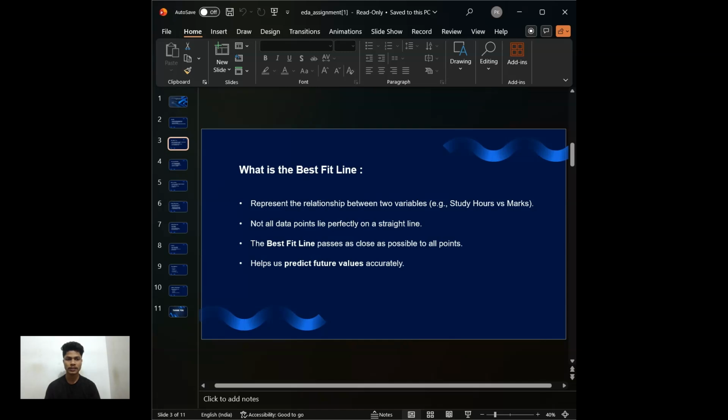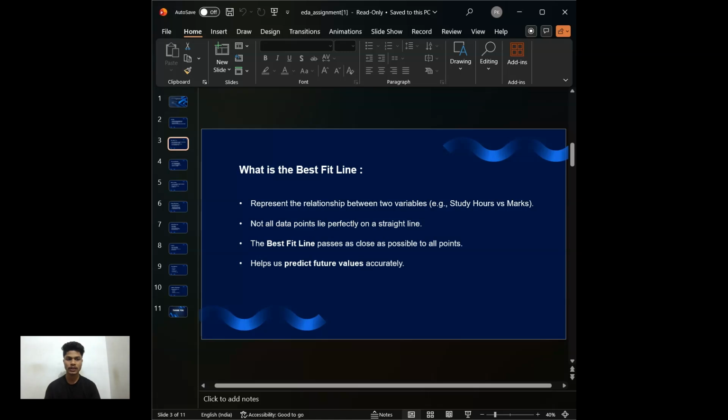So what is the best fit line? Let us understand it. Imagine we have data showing how many hours students study and the marks they get. If we plot this on a graph, the points will not form a straight line. Some points will be higher, while some are lower. Now we want to draw one line that passes as close as possible to all these points. That line is called the best fit line.